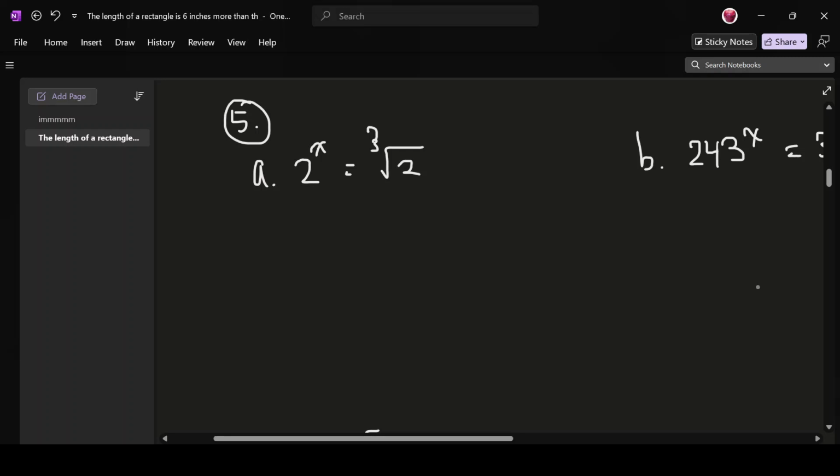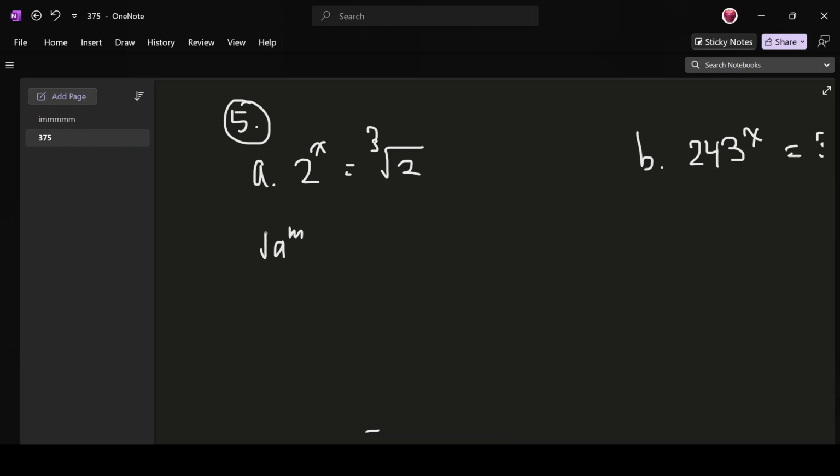For this number, we're going to be using this law right here. A to the power of m root n is equal to a to the power of m over n. Now, this looks like this right here because anything that seems like it doesn't have a power is actually to the power of 1. So in this case, the a is 2, the m is 1, and the n is 3.